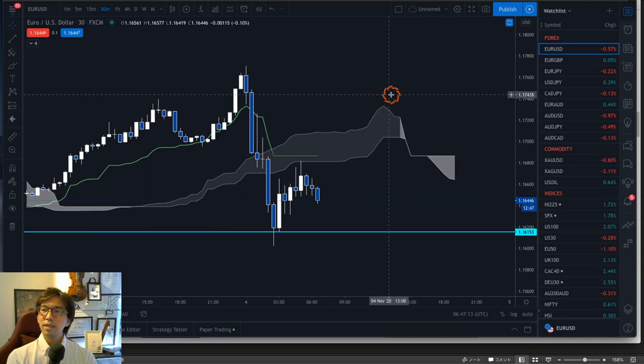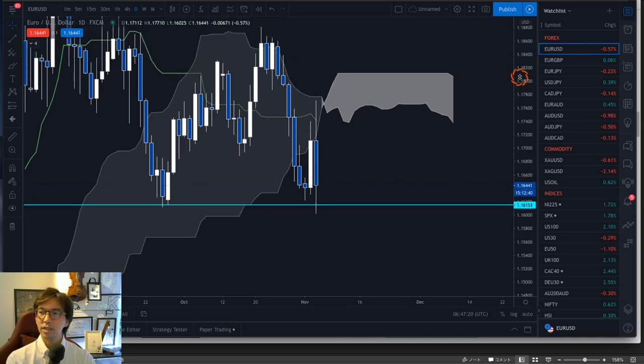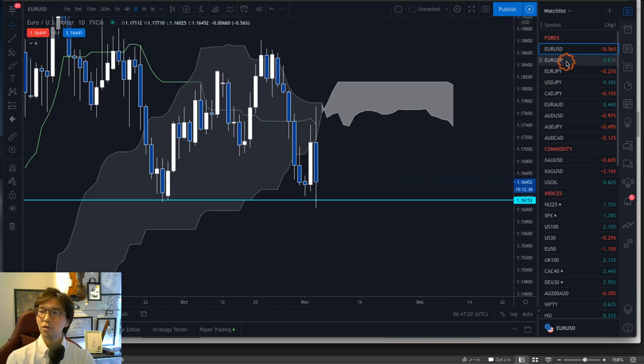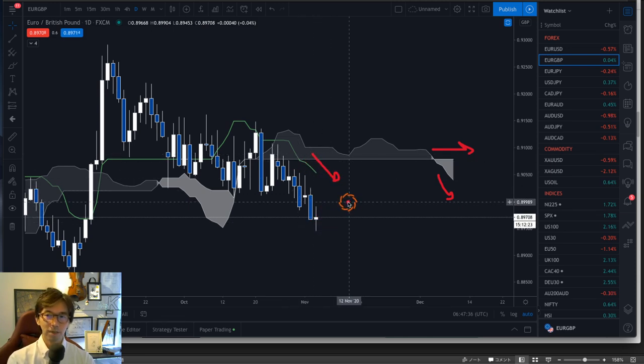So let me check a couple of other charts right now and see if we can find any trending market on other pairs. So how about EURGBP? Alright, EURGBP daily chart looks to be downtrending. You can see that the Senko Span B is flat, but A is down, and also Kijun Sen is down, price below the Kumo. This is nice confirmation for the downtrend. So in this case, we can expect the market to continue to go down this way without retracing to Kijun Sen or Kumo, because they are going down.